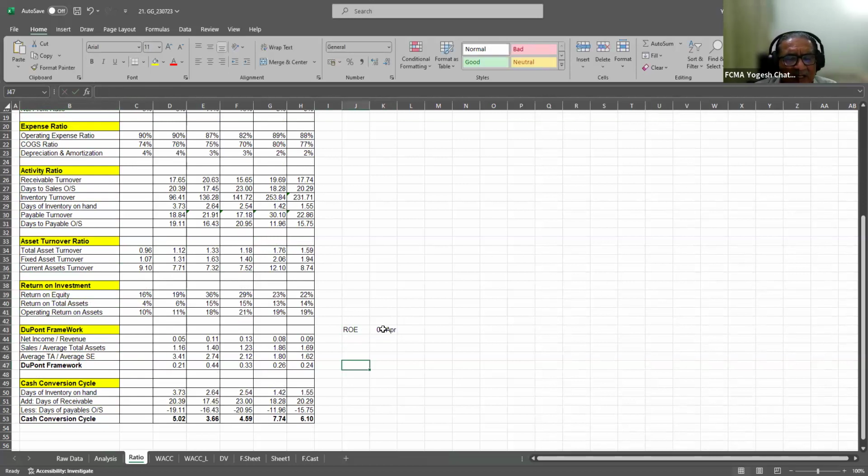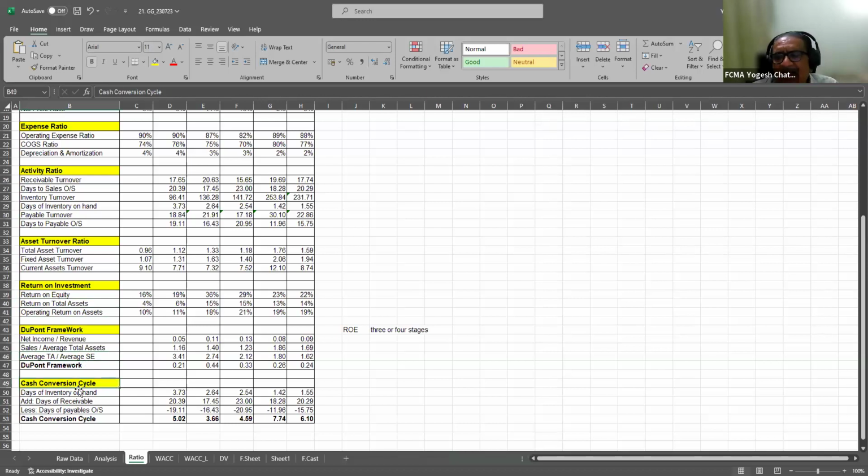So here what I have done is I have broken it down using the 3-stage DuPont framework. So net income by revenue, sales by average total assets, and average total assets by average shareholders' equity. So return on equity breaks into the profitability measure, the total asset turnover measure, and financial leverage, which is average total assets by average shareholders' equity.